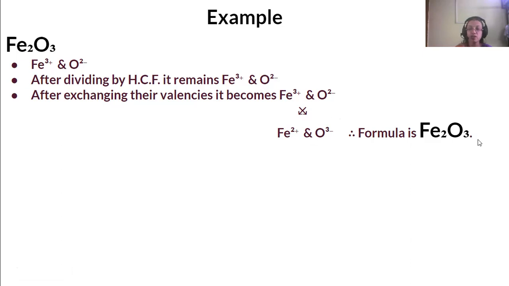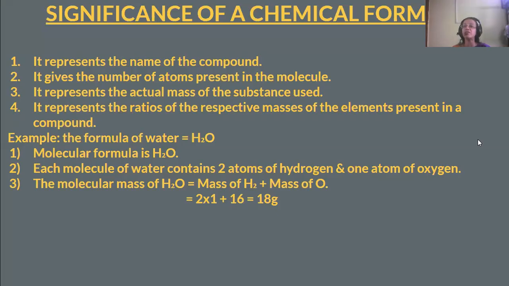Hope you have understood. Next, what is the significance of a chemical formula? What is the importance of a chemical formula? Why do we write any compound in a chemical formula format? Because it represents the name of a compound. The name of the compound is represented by the chemical formula. It gives the number of atoms present in one molecule of that compound.